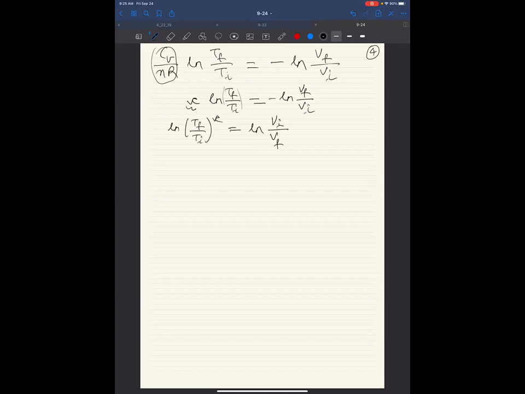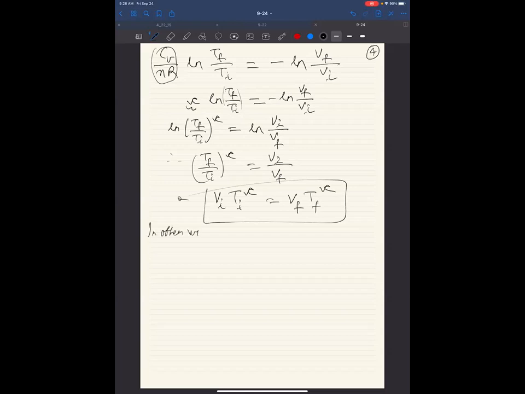So now we can get rid of the ln's. So Tf by Ti to the power C is equal to Vi by Vf, or Vi Ti to the power C is equal to Vf Tf to the power C. This is an interesting equation. In other words, volume multiplied by temperature to the power C is equal to constant, right? Initial state, final state, this has the same value. And the final state could be anywhere. You're going reversibly. It could be anywhere along the process.